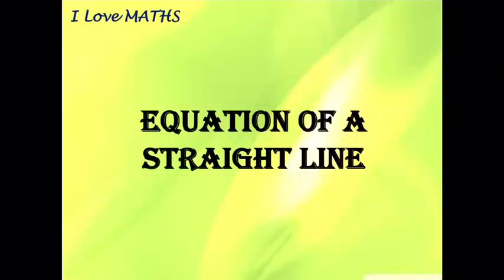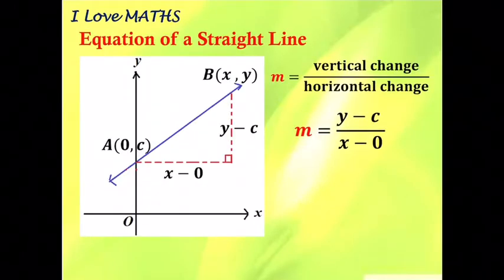Let's solve finding the equation of a straight line. Consider this one. The gradient m is equivalent to the ratio of the vertical distance and the horizontal distance. Given the 2 points on the straight line, A with the coordinates 0, c, and B with the coordinates x, y, we can find the horizontal distance as x minus 0 and vertical distance as y minus c. And substitute to the formula of the gradient, we have m equals y minus c all over x minus 0.